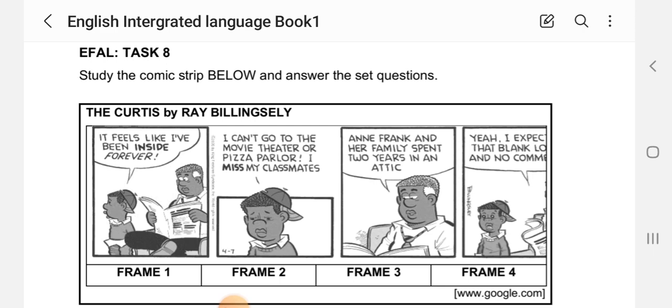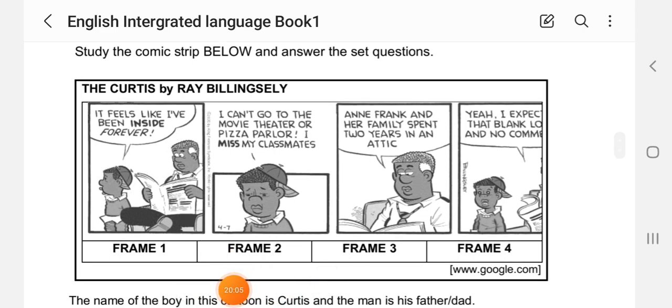So task 8, study the comic strip below and answer the set questions. Okay, so here we have a cartoon with 4 frames. So here we have frame 1.